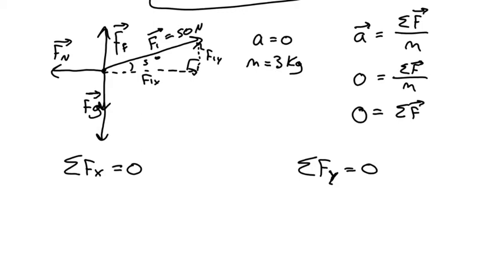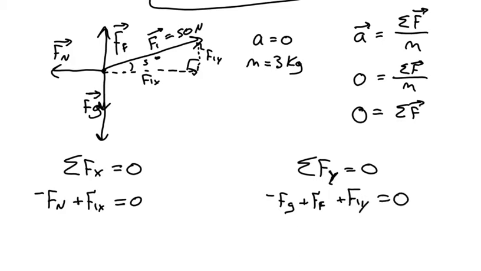So in the x direction, I've got the normal force, and that points to the left, so I'll make that a negative Fn. And then I have the x component of the force 1, so that'll be plus F1x has to equal 0. In the y direction, I've got 3 of them. I've got gravity that's downward, so negative Fg, plus the force of friction, I think, is upward, but maybe it'll just come out as a negative value. That's fine. Plus the y component of that force 1 has to equal 0.